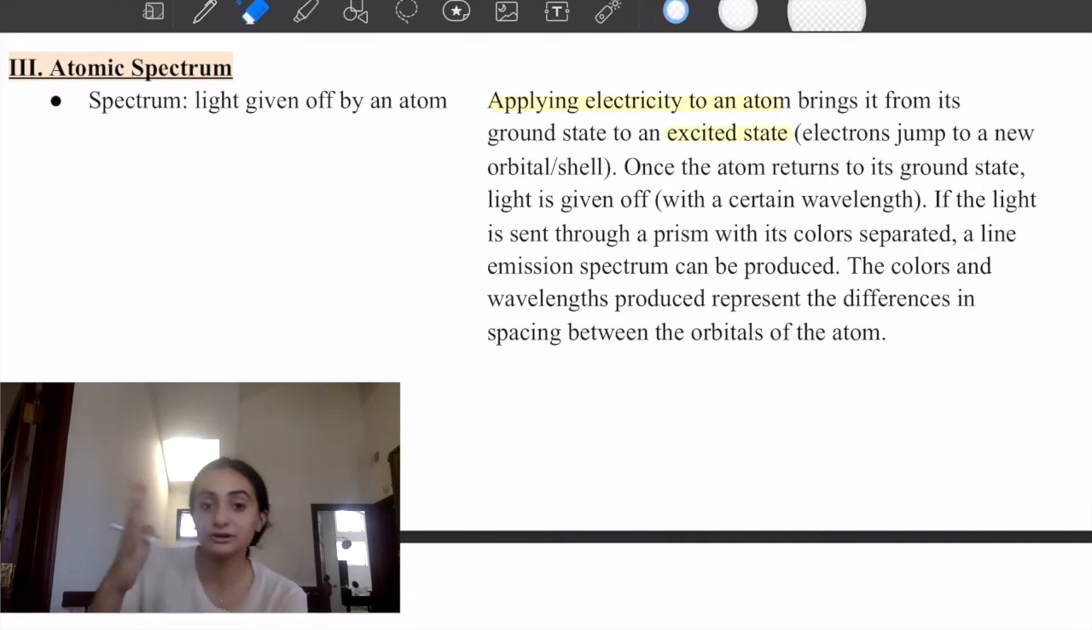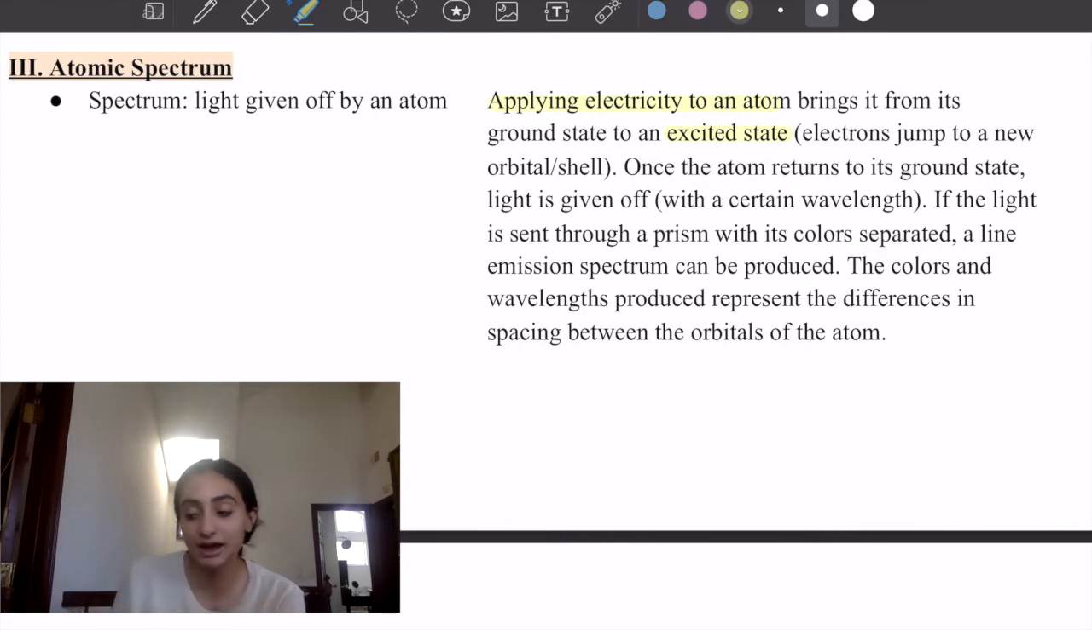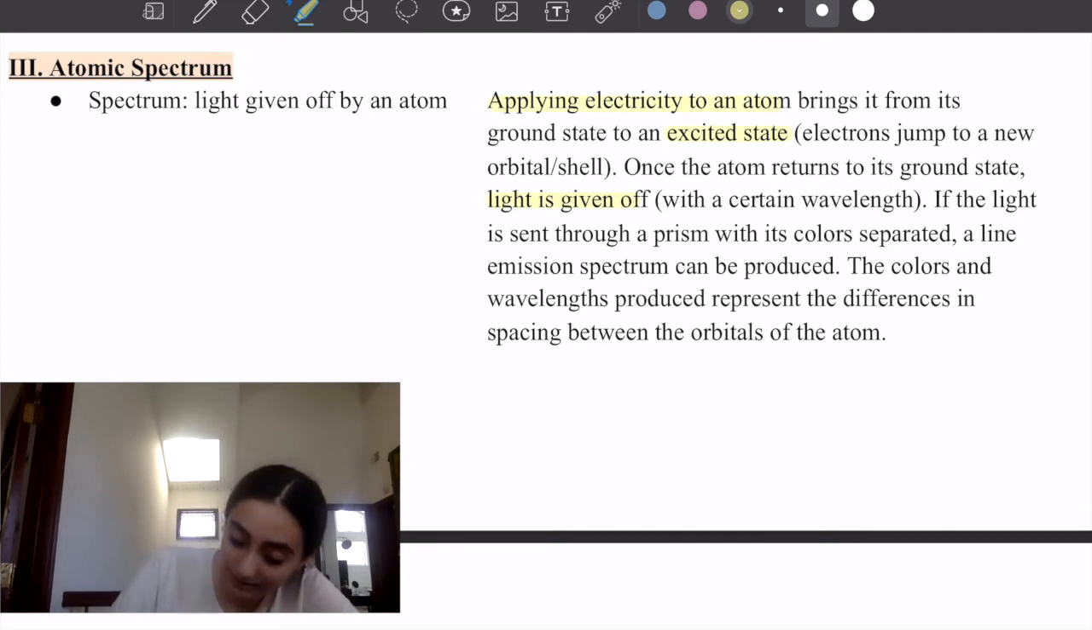And the prism can separate the different lights that are given off in the stream of light that is given off by the atom. It can separate it into different colors, and an emission spectrum can be produced. So the differences in spacing between the orbitals of the atom, like between the first and the second, third, and fourth, can be represented by different wavelengths in the emission spectrum.